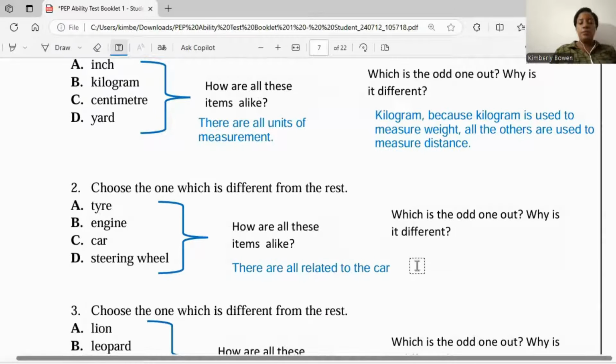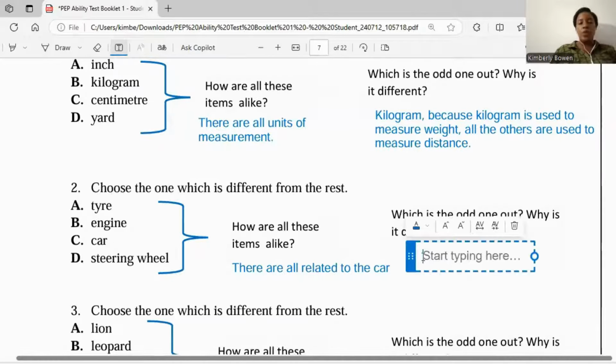Which one is different? So the tire and the engine and the steering wheel are all a part of the car. Well, the car is the item itself, and that's why it's the odd one out.